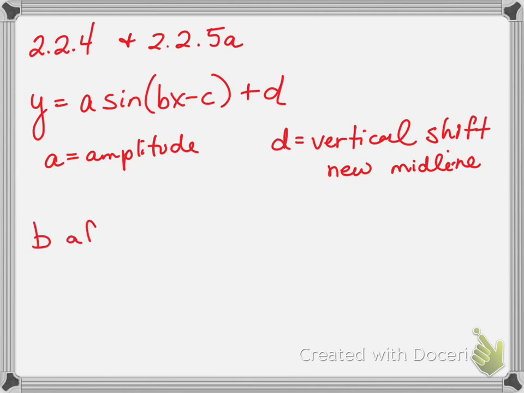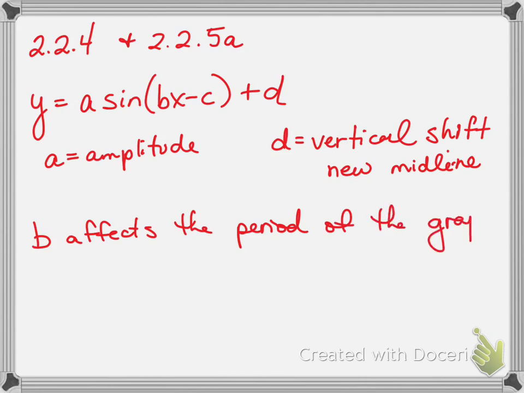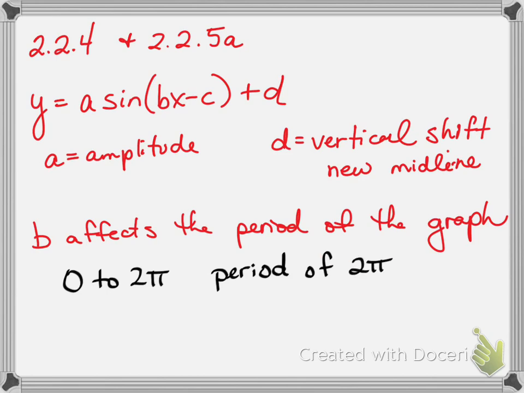B affects the period of the graph. So you should write that down. So instead of us looking from just 0 to 2 pi, and we would have a period of 2 pi to get that complete sine curve, one repetition of the sine curve. Now we're going to do a little equation, and it's going to be period is 2 pi over b.